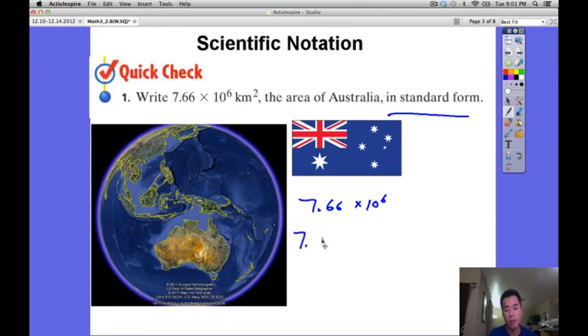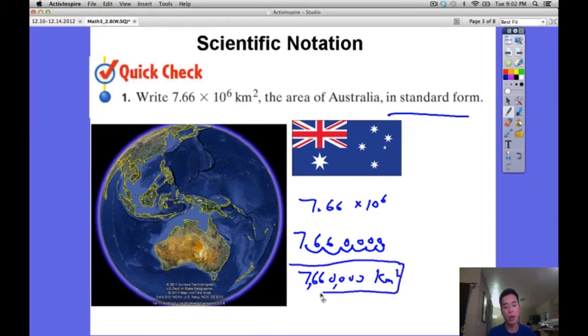So in this case, I need to move the decimal 6 times to the right. So write 7.66 and move your decimal 6: 1, 2, 3, 4, 5, 6, and put my decimal right there. So my final answer is 7,660,000, and that's standard form, the size of Australia in kilometers squared. Okay, so that's how you write standard form from scientific notation. All scientific notation is moving the decimal.